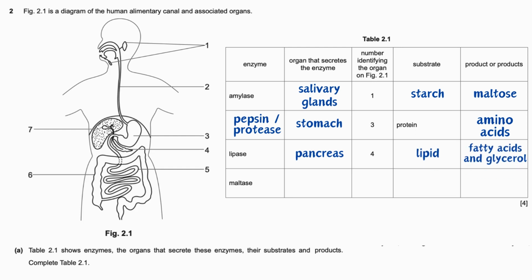Lastly, maltase. The organ for maltase would be the small intestine. From the diagram, it is the organ numbered 5. The substrate for maltase is maltose and the product is glucose.